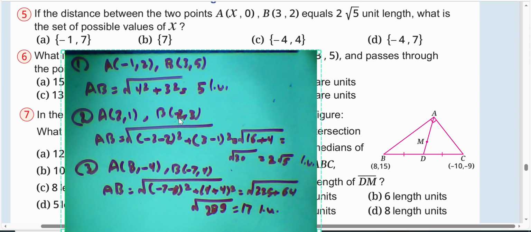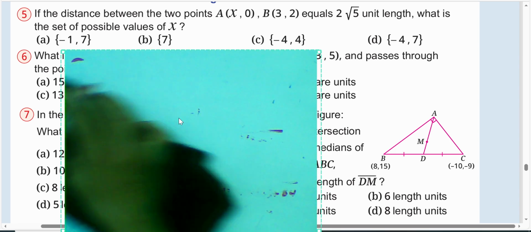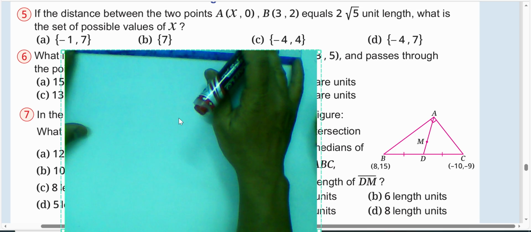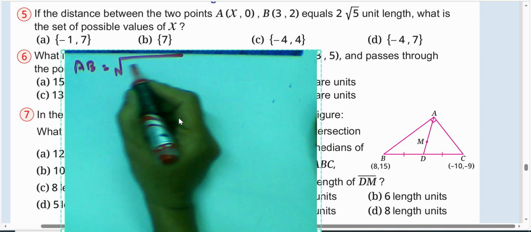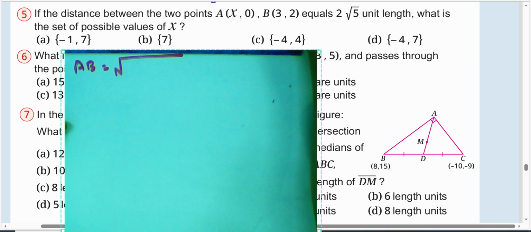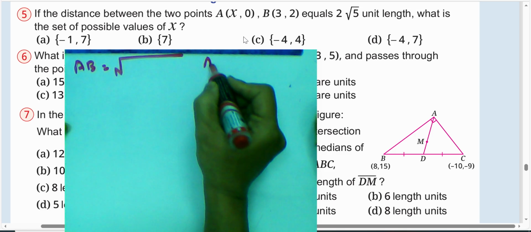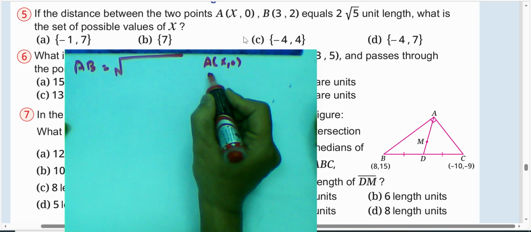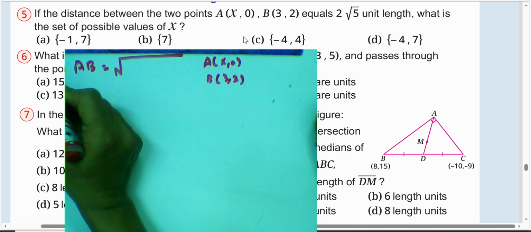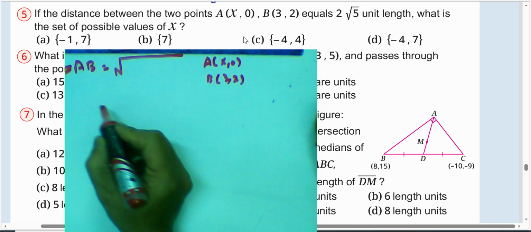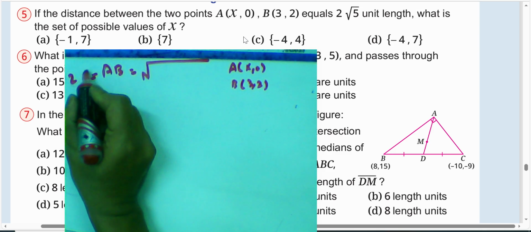Number 5. If the distance between 2 points A and B equal to root 5, what is the set of possible values of x? Okay, we can find the length between 2 points A and B using the distance rule. Point A has coordinates x and 0, and point B is 3 and 2, and the distance between them equals root 5. AB equals root 5.